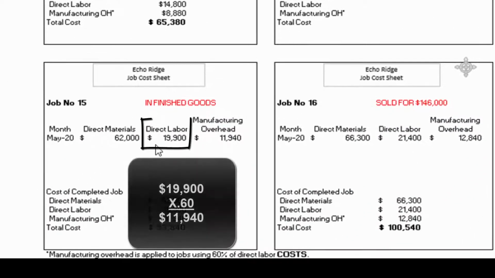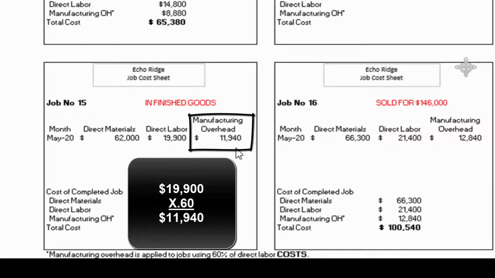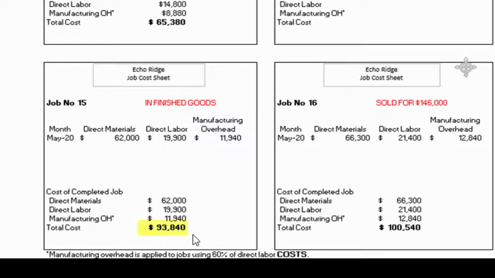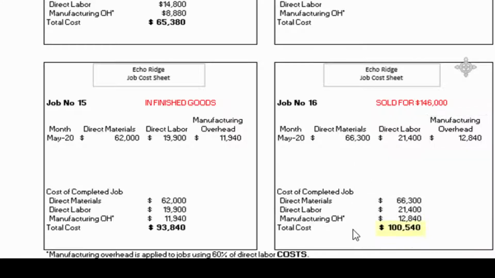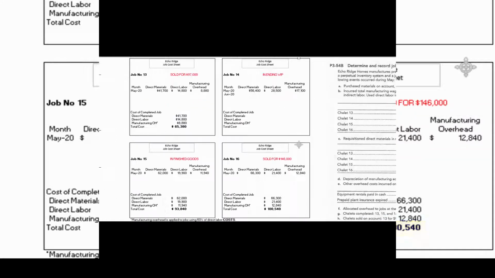Job 15 had $19,900 worth of direct labor times 60% means it gets allocated $11,940 of manufacturing overhead. We can total that job, and we get $93,840. Job number 16 had labor costs of $21,400. $21,400 times 60% is $12,840 of overhead. And because that job is finished, we can also total that job.